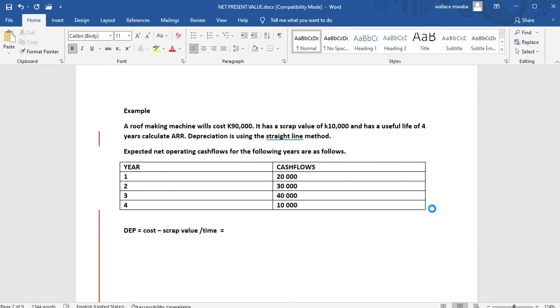So it costs 90,000. Let's use the whole figures: 90,000 minus 10,000, and they say it's got a useful life of 4 years, divided by 4. So 90,000 minus 10,000, we get 80,000. 80,000 divided by 4, we get 20,000.